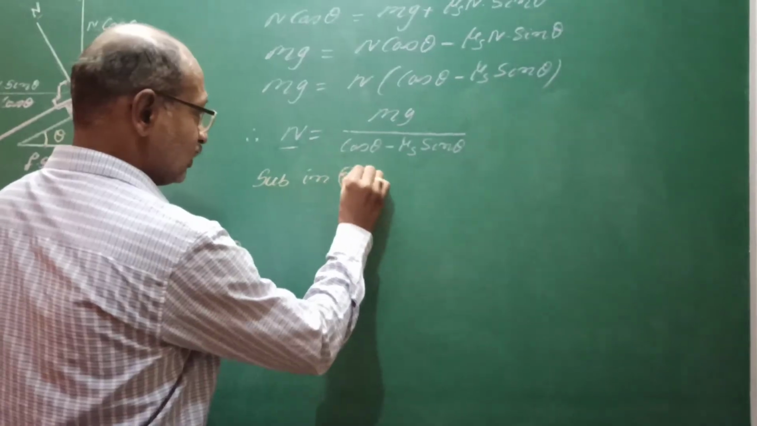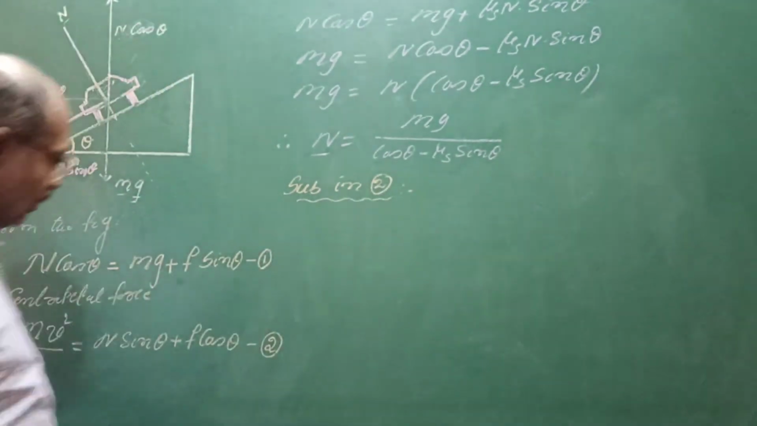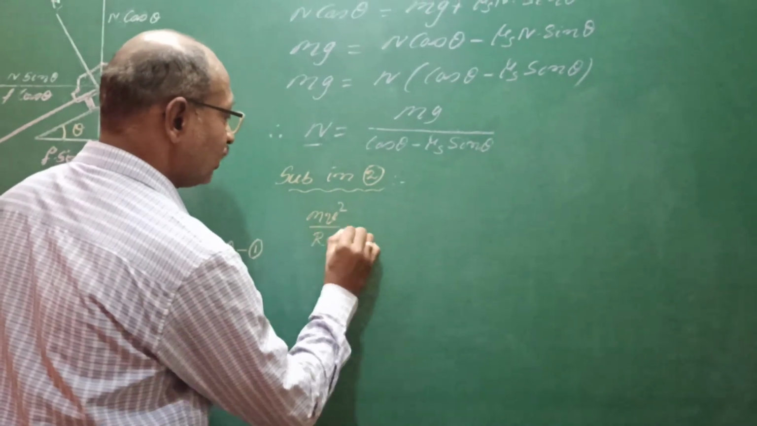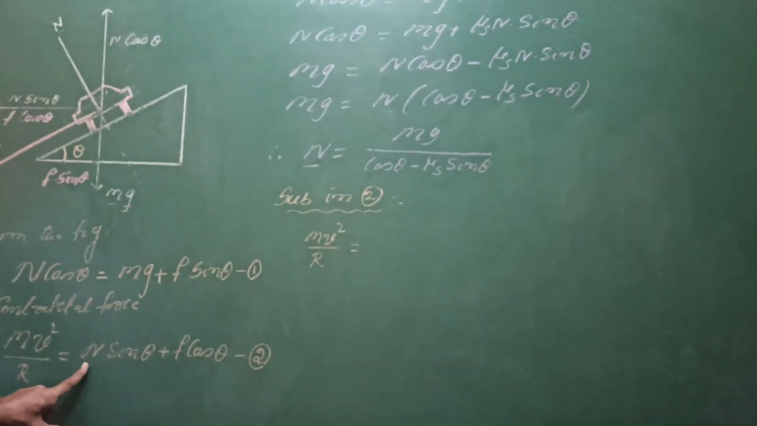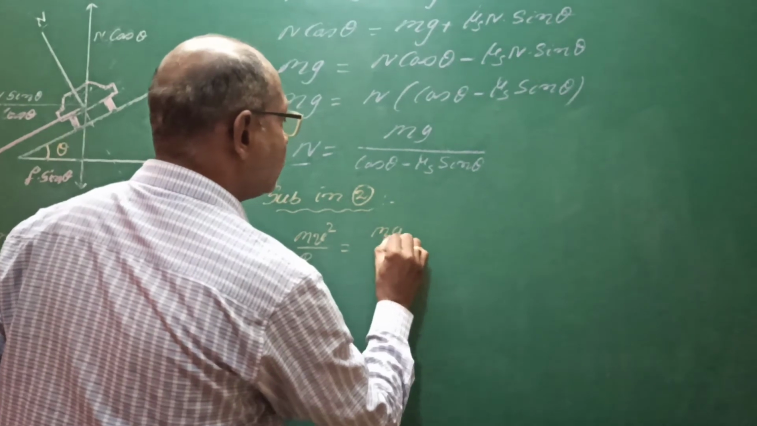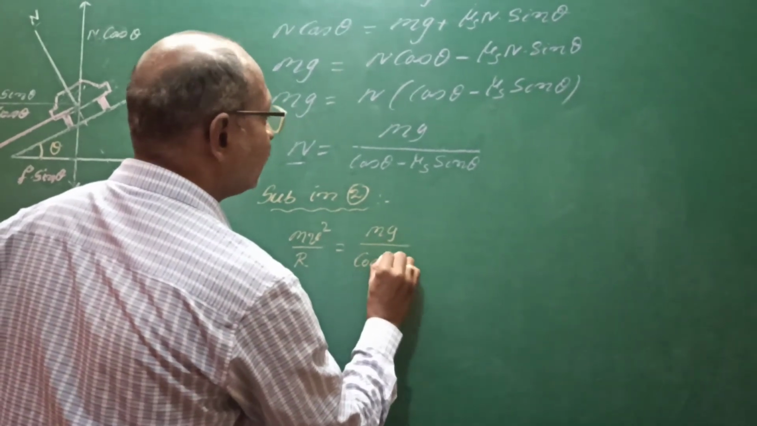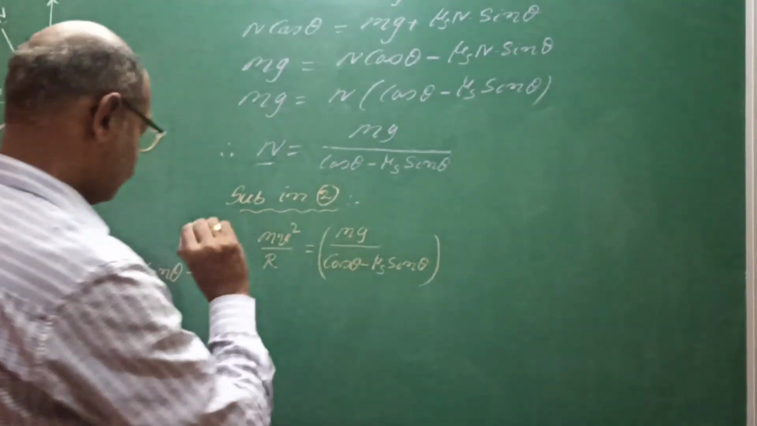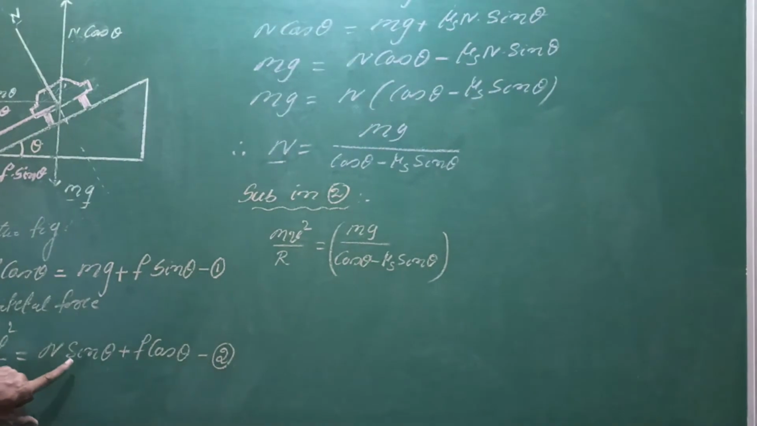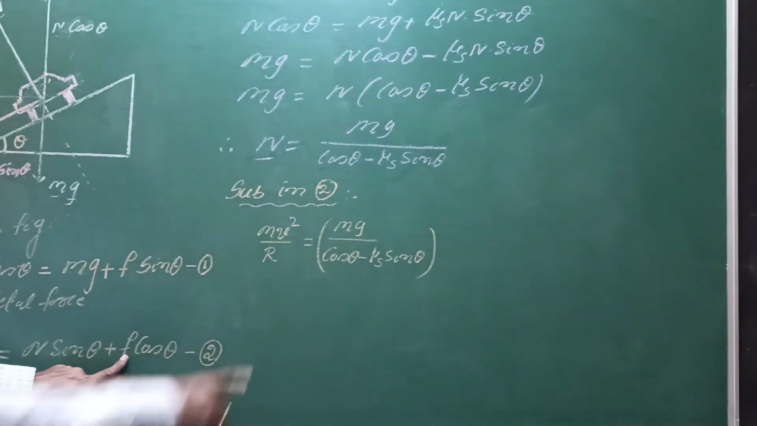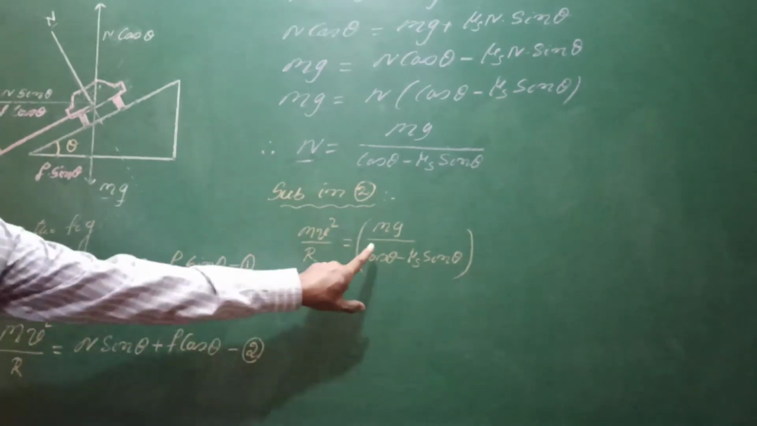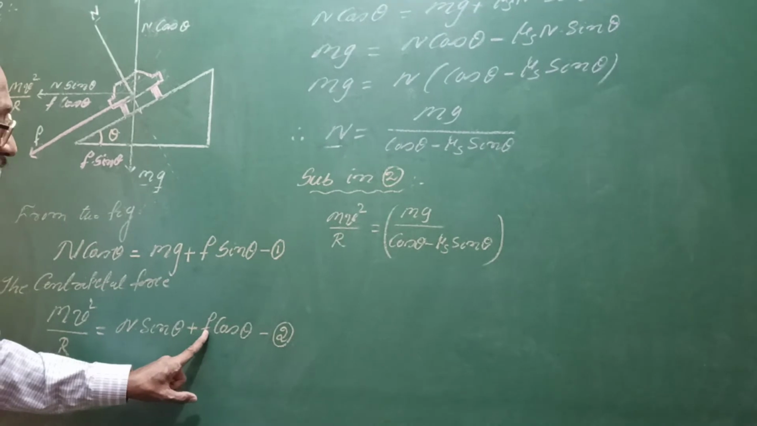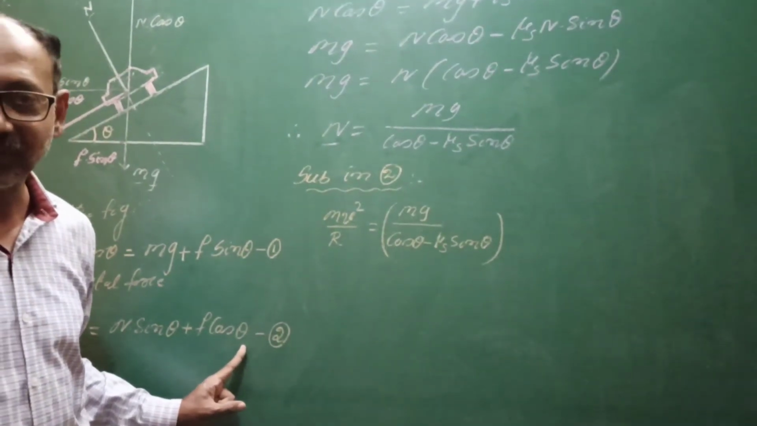What is equation 2 here? mv squared divided by r is equal to N sin theta plus f. N is nothing but this expression, so mg divided by (cos theta minus μs sin theta) into sin theta, plus f, which is μs into N. N we have already written, so what is left out here is sin theta plus μs cos theta.